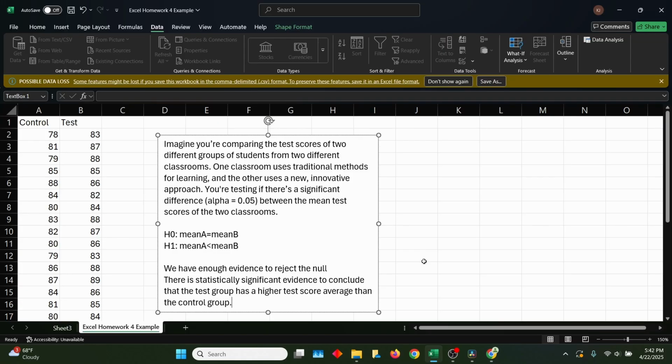All right, here is the write-up of that, the conclusion of our test. We do have enough evidence to reject the null. That's because our p-value is less than our significance level, or alpha value. And we can say that there is statistically significant evidence to conclude that the test group has a higher test score average than the control group. That's our alternative hypothesis, so we reword our alternative hypothesis in the context of the problem.